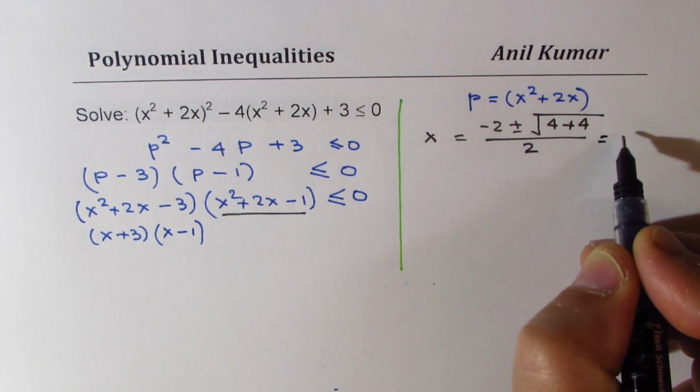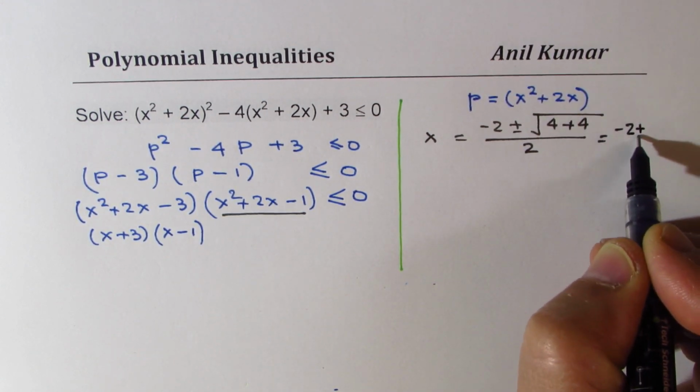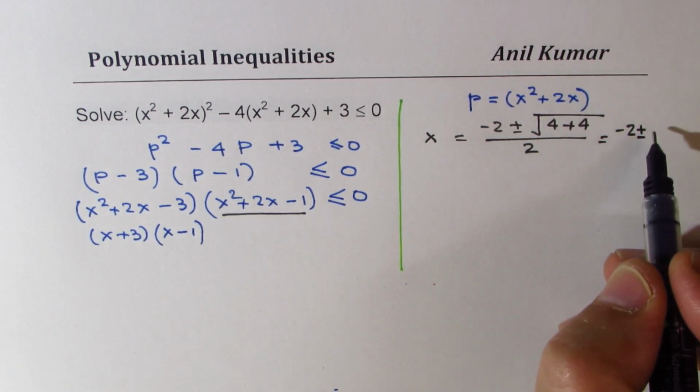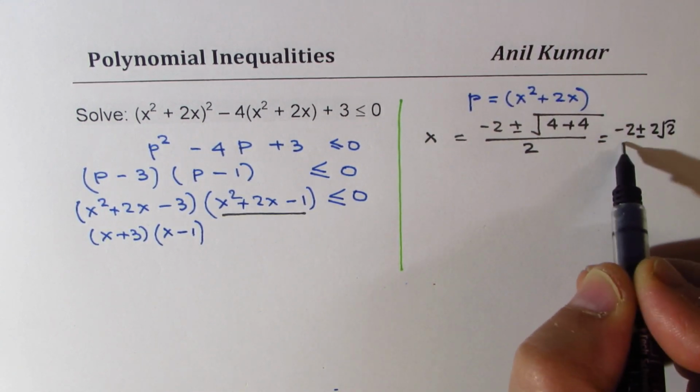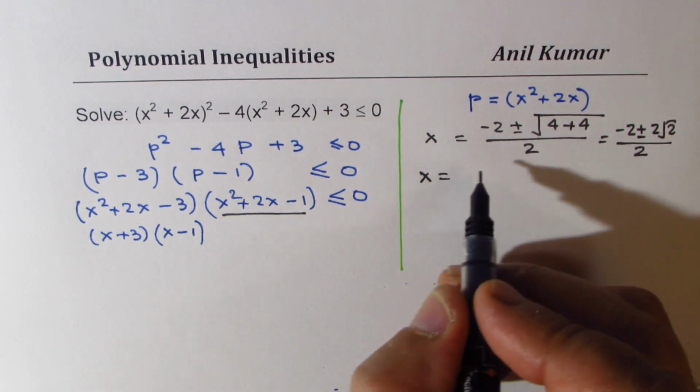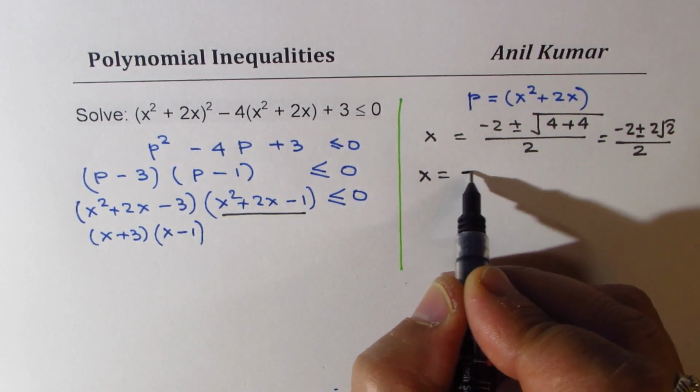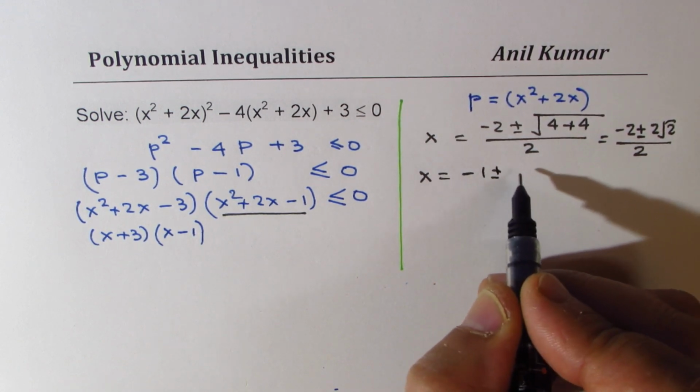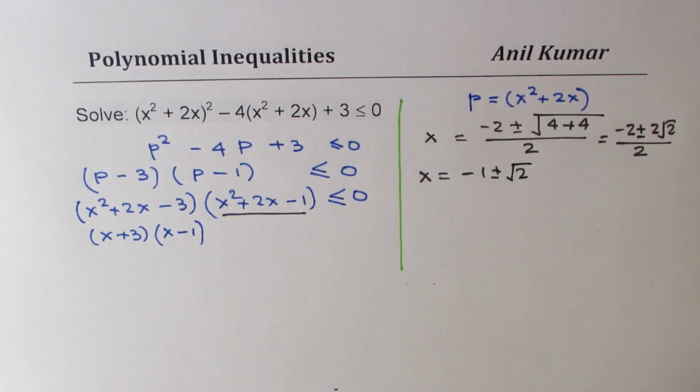So this is what you get, that is minus 2 plus minus the square root of 8, which is 2 square root 2, over 2. So what we get here is x equals, when you divide by 2, minus 1 plus minus square root 2. So those are the two roots for you.